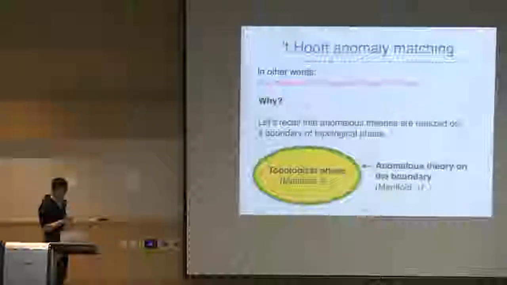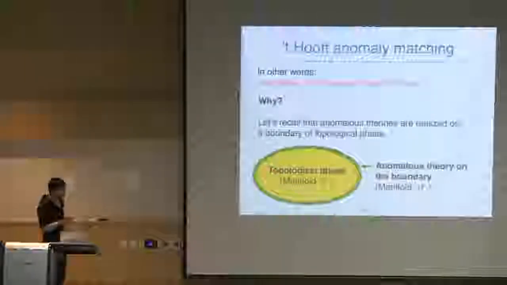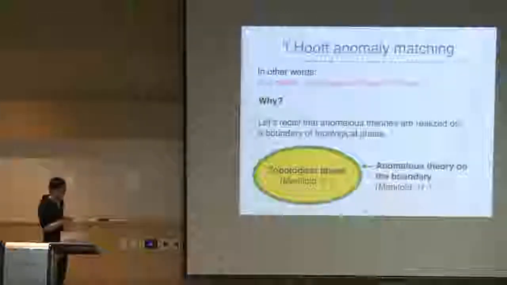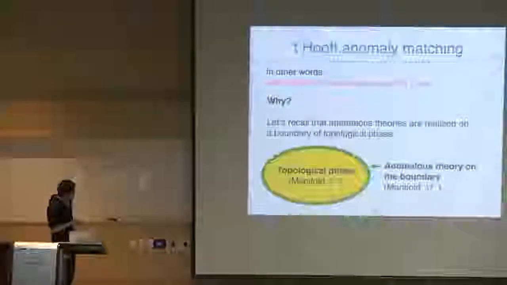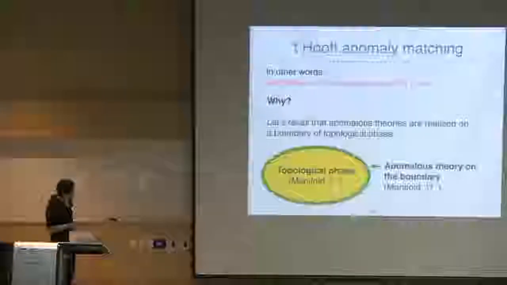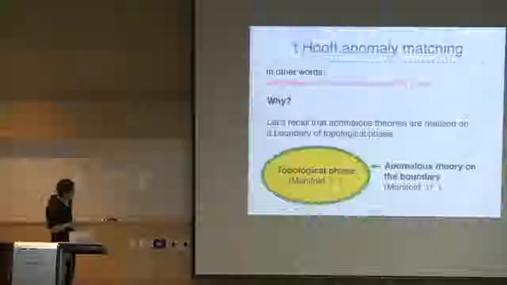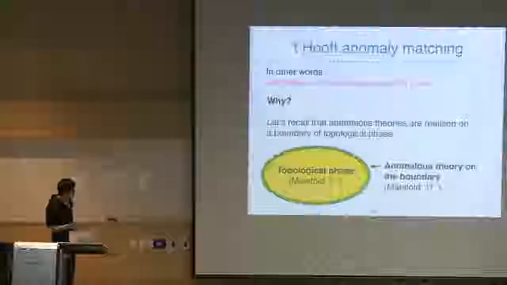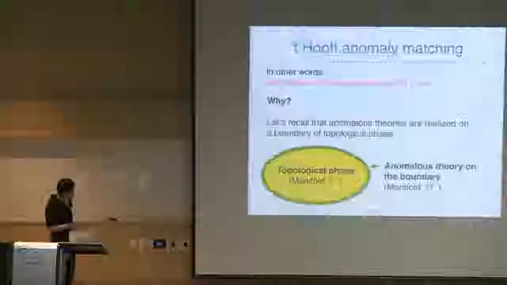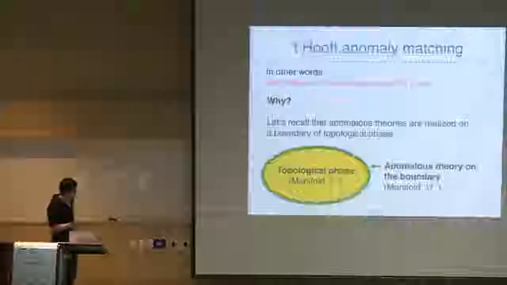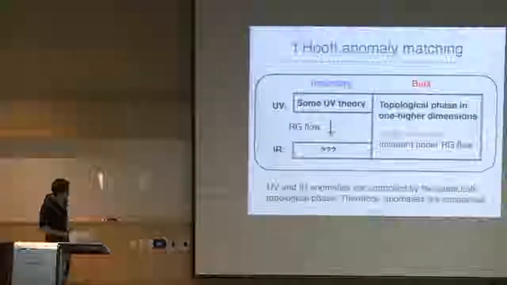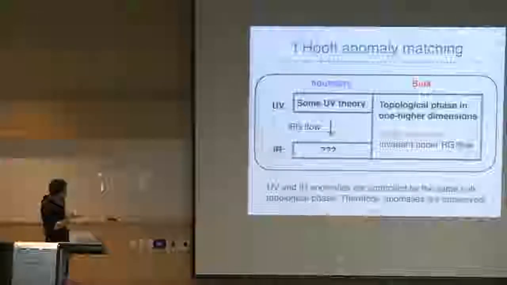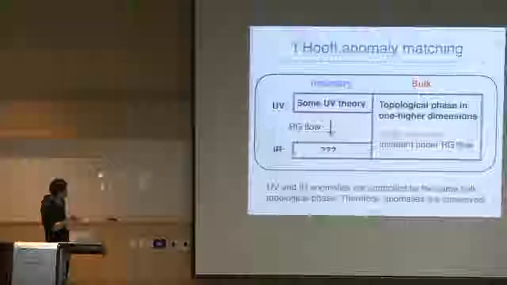I give an argument which is slightly different from the original argument of 't Hooft. It's essentially the same as the original argument of 't Hooft, but let me discuss it. First, let's recall that anomalous theories are realized on the boundary of a topological phase. So in the bulk, we have a topological phase, and the anomalous theory, such as chiral fermions, is realized on the boundary. Then we have this situation. The boundary theory flows from the UV theory to the IR theory under the RG flow.